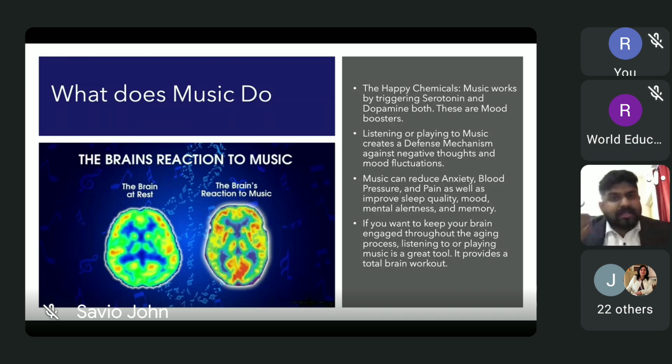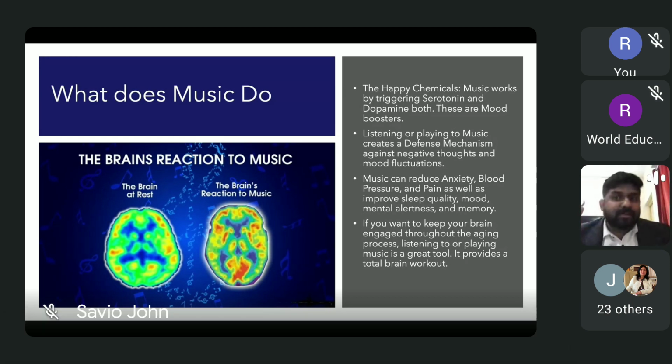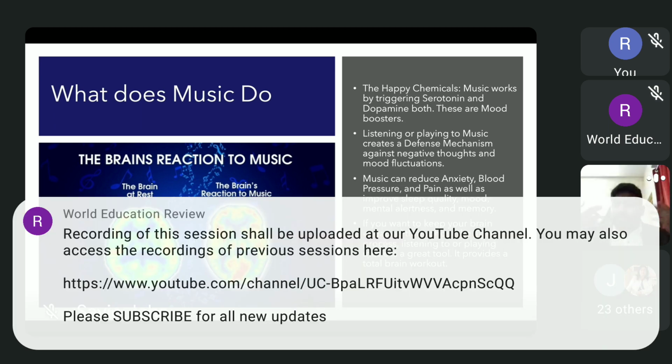And when the child is listening to music or playing an instrument, these chemicals are being released. So the child knows that if I need to be in a happy zone, I need to be playing probably an instrument, or if I need to be listening to some kind of music. So in the back of the mind, there is a defense mechanism which is being created in the mind of the child. And there is a lot of research which has gone into music being used as therapy, for anxiety, blood pressure, pain, to improve the sleep cycle, the sleep quality, the mood, the memory, and the mental alertness.